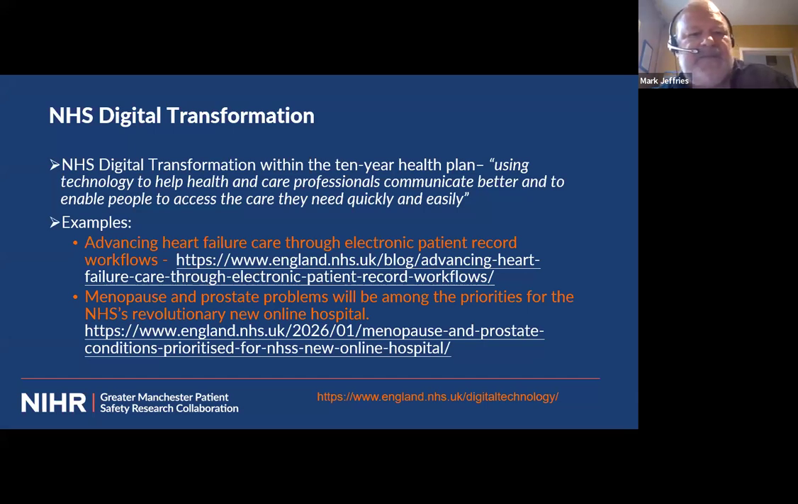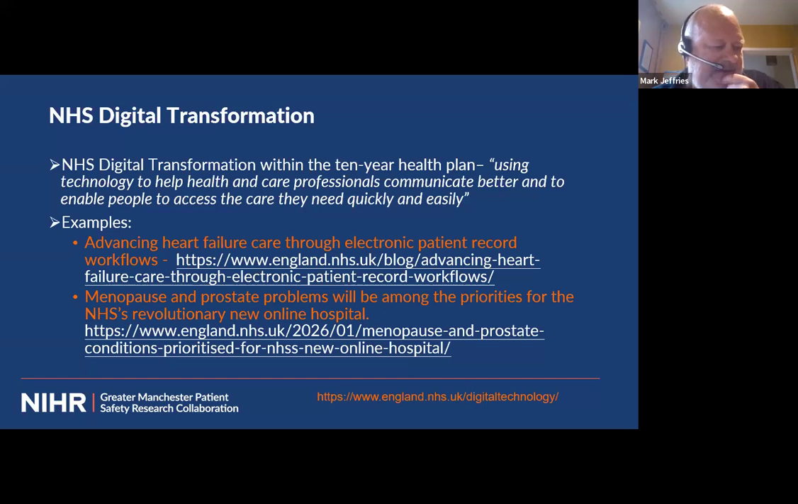The NHS has obviously, in the 10-year plan, a huge push towards digital transformation. And a lot of the things that you've talked about there come under this. I'm not going to click on these links, but because they're in the slides, they will be available to you. These are just two examples of some of the things within the NHS digital transformation, and you can click on those links and go to them.